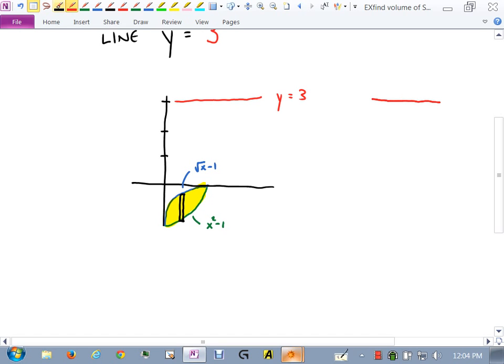Axis of rotation, x-axis, rectangle is below it. I'm going to kind of exaggerate the rectangle being below. I'm going to move it down a little bit.